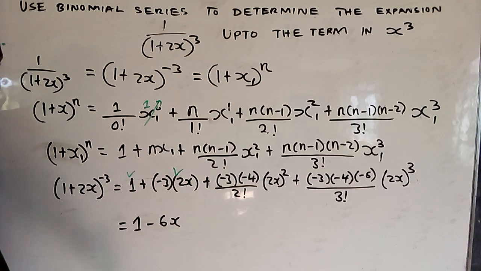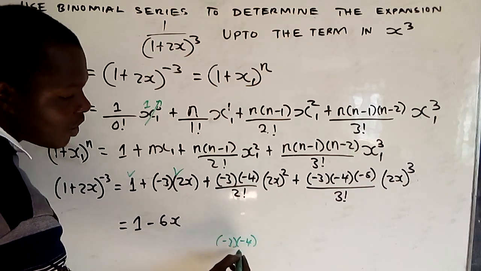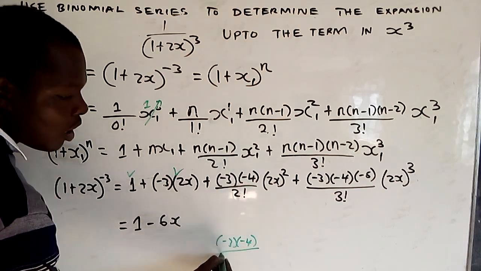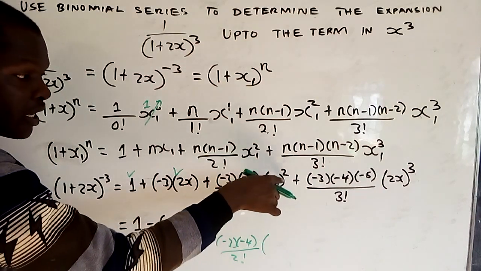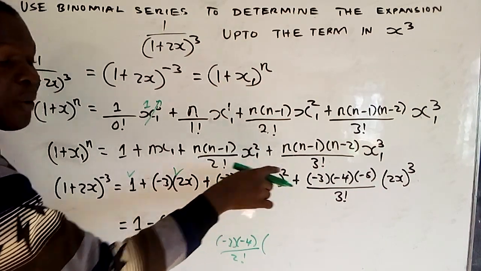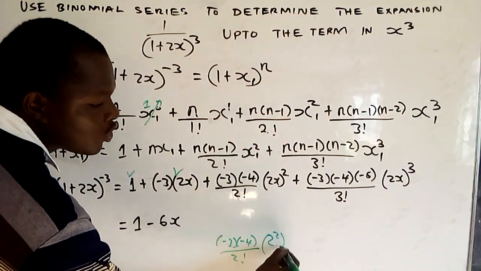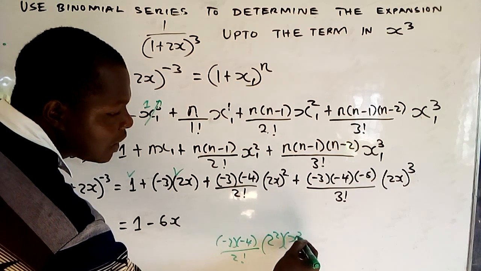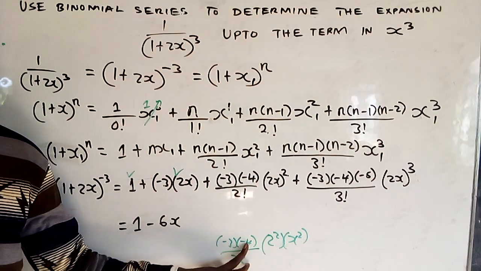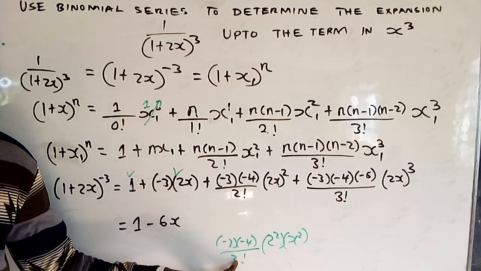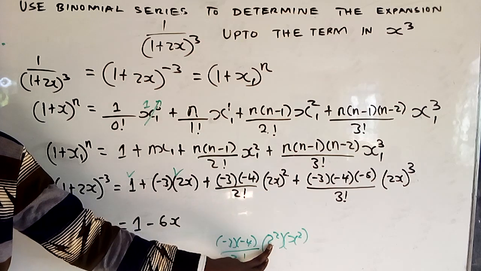Go stepwise. Negative 3 times negative 4, what do you get? Over 2 factorial. Then 2x is squared, meaning both of them are raised to power 2, isn't it? So if you separate, you have 2 raised to power 2 and x raised to power 2. Can you now go to your calculator? What is negative 3 times negative 4? 12. 12 divided by 2 factorial? 6. 6 times 2 squared?